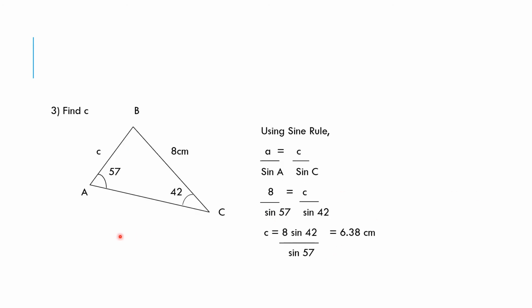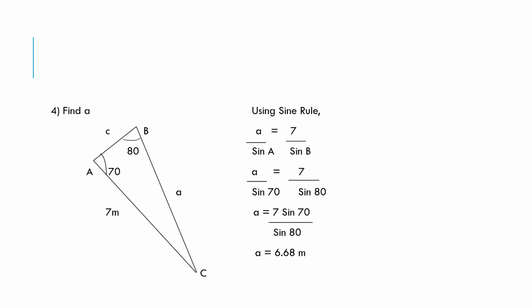Okay, let's have a look at question number 3. We have to find the side C. In the triangle ABC, angle A is 57, angle C is 42, the side C is unknown and the side A is 8 centimeters. Using the sine rule, A over sine A is equal to C over sine C. So 8 over sine 57 is equal to C over sine 42. So the side C is equal to 8 times sine 42 over sine 57. That is equal to 6.38 centimeters.